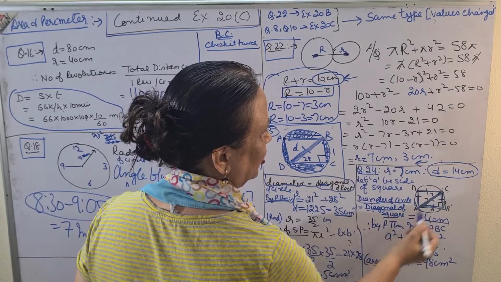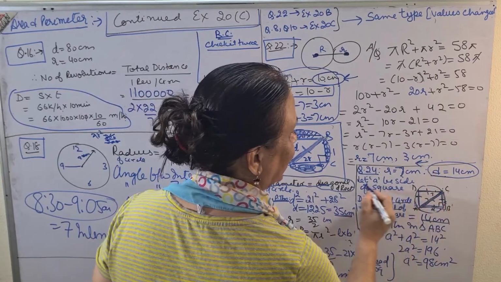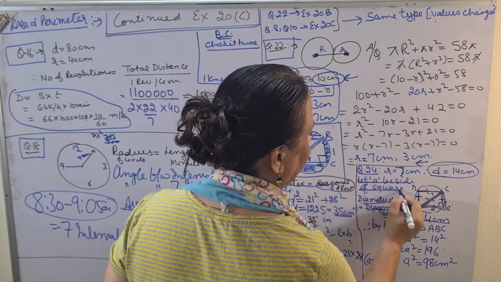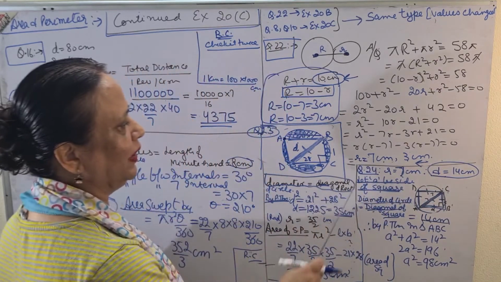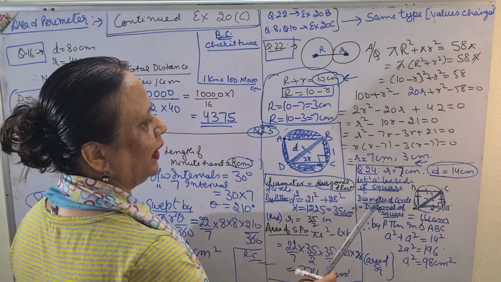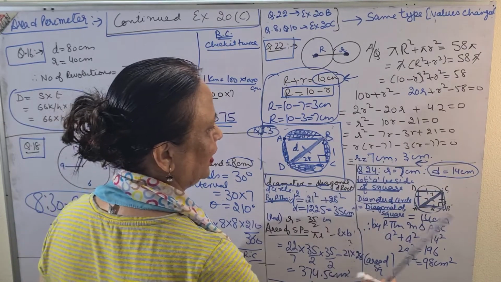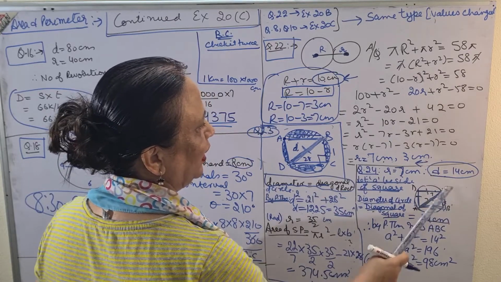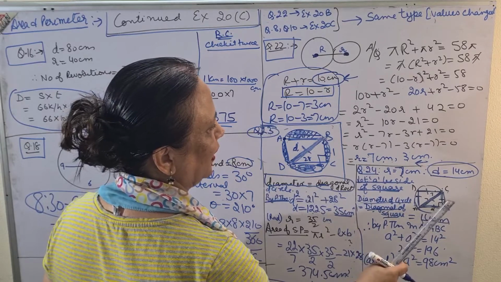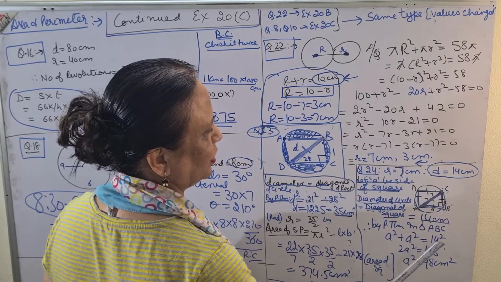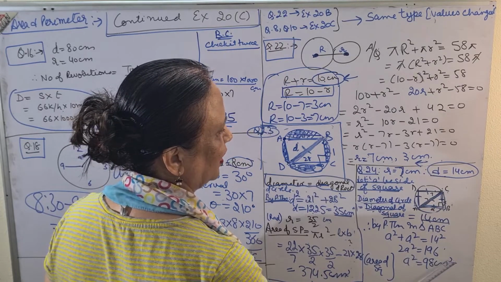By Pythagoras theorem, in right angle triangle ABC, since it is a square, let A be the side of the square. You have to mention this. That is why I have written in the beginning only, let A be the side of the square. Diameter of the circle is equal to diagonal of the square, which is equal to 14 centimeter. So by Pythagoras theorem, in right angle triangle ABC, base square plus perpendicular square, A square plus A square is equal to 14 square, and you get A square to be 98 centimeter square.